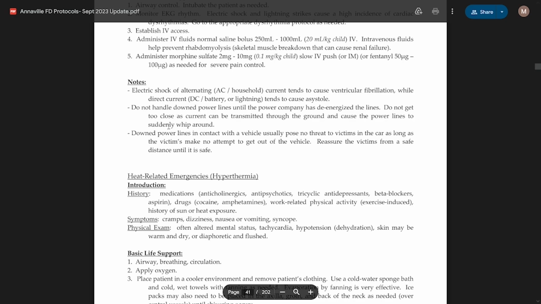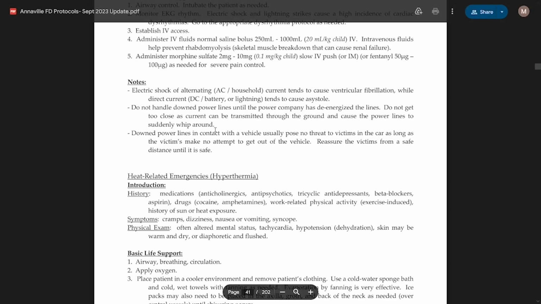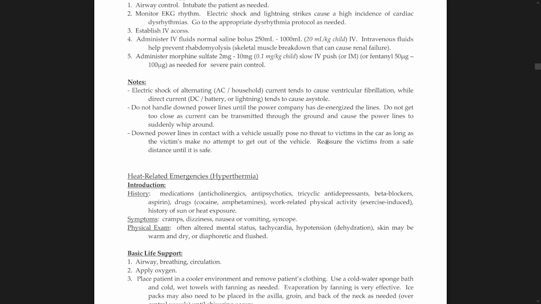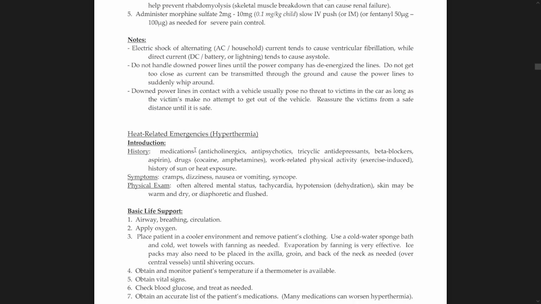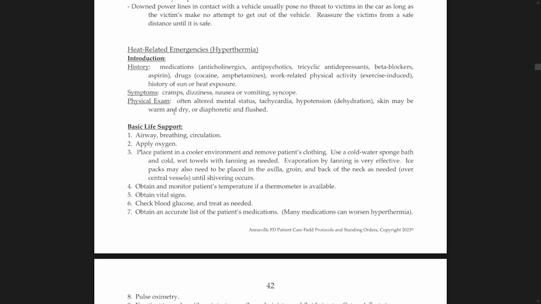whip around. Down power lines in contact with a vehicle usually pose no threat to a victim in the car, as long as the victim makes no attempt to get out of the vehicle. Reassure the victim from a safe distance until it's safe. Don't become part of the call. Tell them to stay in their car and wait until we can talk to the power company and they can de-energize any electrical lines.